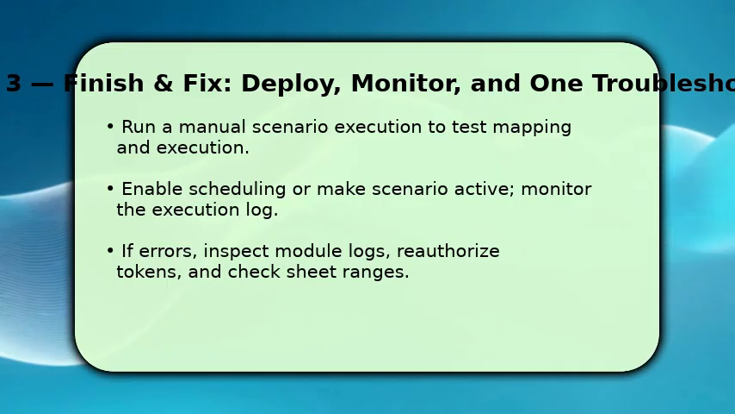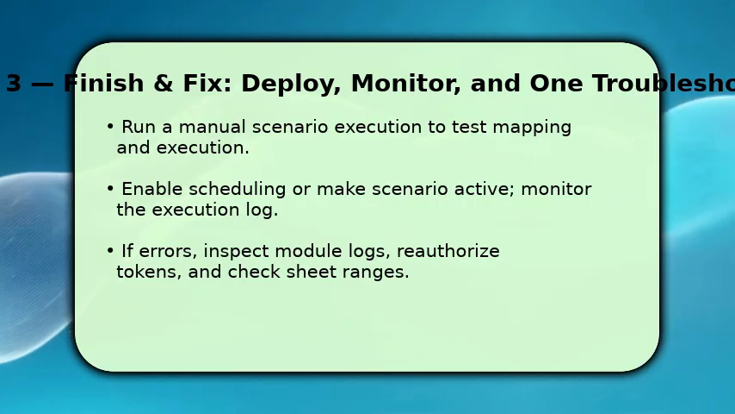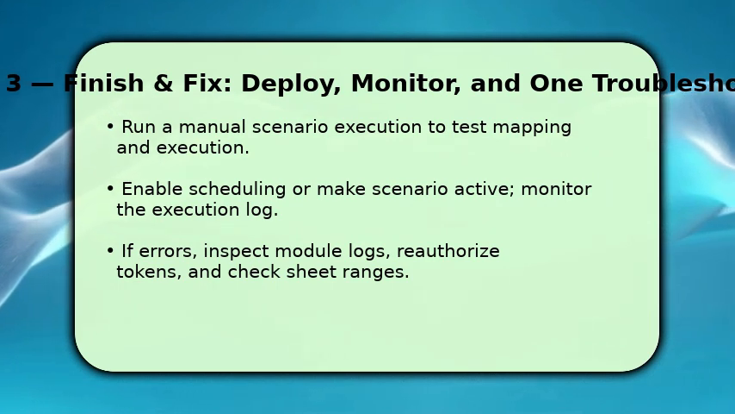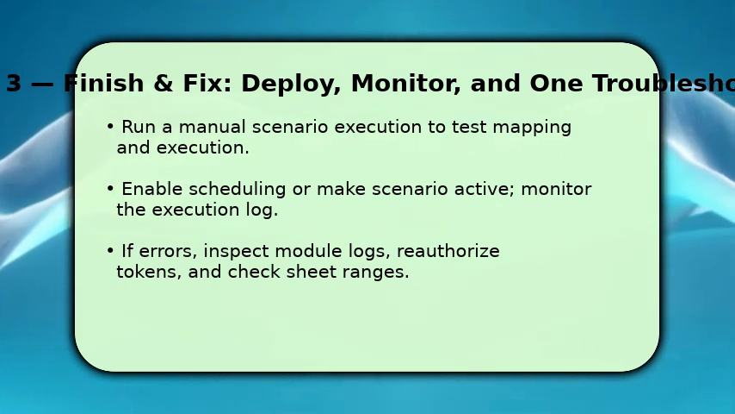If something goes wrong, check the module logs for error messages, reauthorize Google access tokens, and confirm the sheet range and header names. That troubleshooting step solves most issues. Rerun the test, and once green, your automated connection is live.